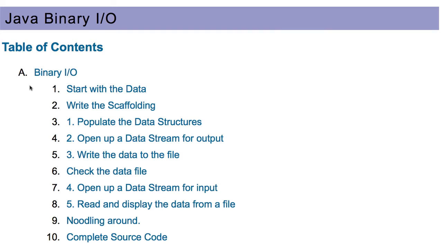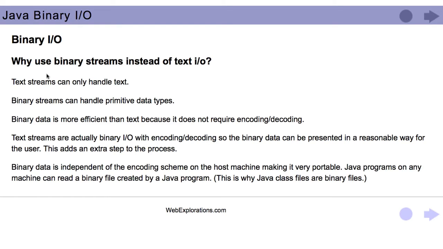So let's talk a little more about binary I/O. And Dave, you asked about a checklist about when to use binary and when to use text. If you use text streams, they can only handle text. If you use binary streams, then they can handle all the primitive data types. So the binary streams give you much more capability. Also, binary data is a lot more efficient because it doesn't have to do the encoding and the decoding.